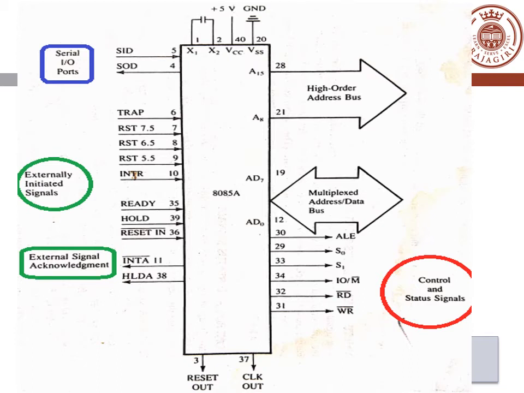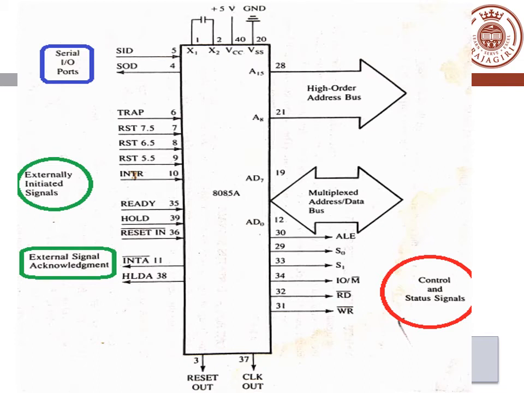That is fixed, but the lower order address bus, this multiplexed address and data bus, will be used either as the address bus or as the data bus. So you are multiplexing and using the lower order address bus. Sometimes it will be used as the address bus and sometimes as the data bus. So you can reduce the number of pins.